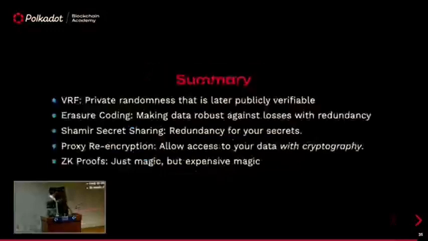All right, so in summary, on the exotic primitives that we covered, we got VRFs, which is private randomness that's later publicly verifiable. We have erasure coding, so we're making data robust against losses. Shamir secret sharing, which is redundancy for your secrets. Proxy re-encryption, which is kind of authorizing access to your data, but with cryptography. And ZK proofs, which is just magic, but really expensive magic.